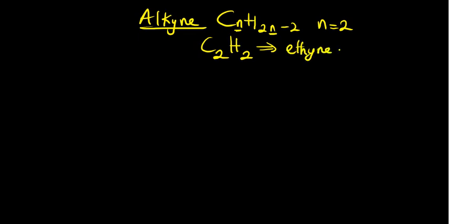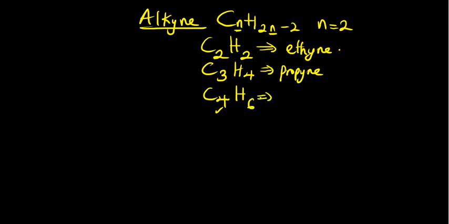I hope you understand. They are what? Ethyne. So their second member will be what? Put n as 3 here. So it's now going to be C3. 2 times 3, 6. 6 minus 2, that is 4. So their second member is propyne. So you see how easier it is. We now go to C4, put n as 4. 2 times 4, that is 8. 8 minus 2, that is 6. So that's called butyne. Hope you understand. So it's very simple. So this is how you'll be doing it.